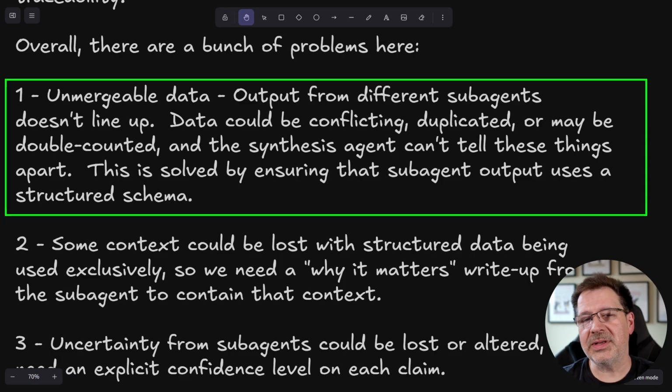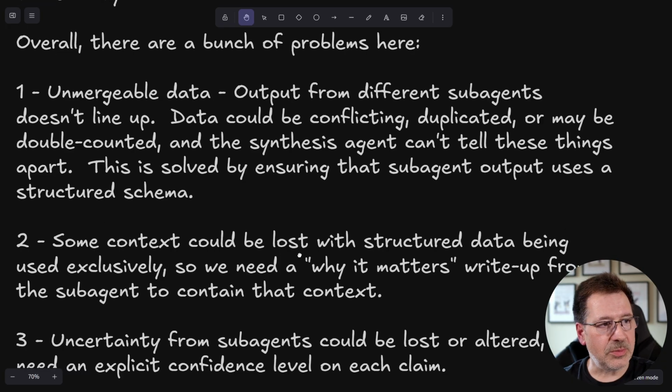We need to give them some sort of structure. And so essentially, and I'll show you the schema shortly, create a JSON output that ensures that each agent responds within that structure. And this is enough for us to deal with most of these unmergeable data conflicts.